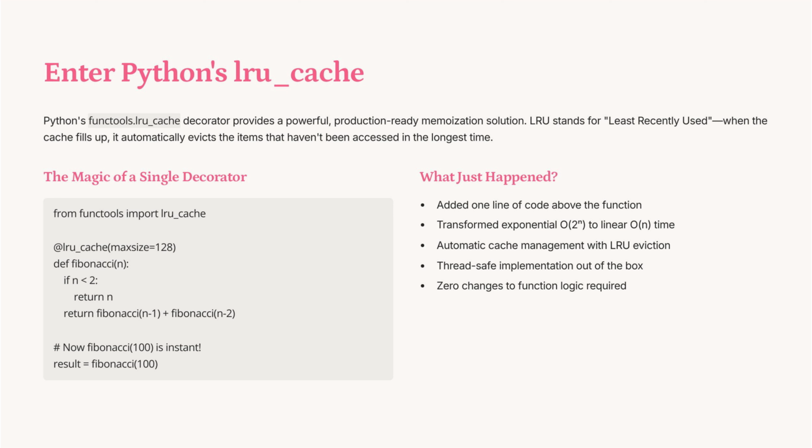Python's functools LRU cache decorator offers a robust memoization solution, transforming exponential O(2^n) into linear O(n) time complexity. By adding a single line, it manages cache automatically with least recently used eviction, ensuring thread safety without altering function logic. This allows Fibonacci 100 to compute instantly, showcasing the power of efficient caching.